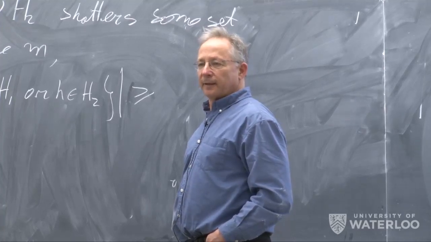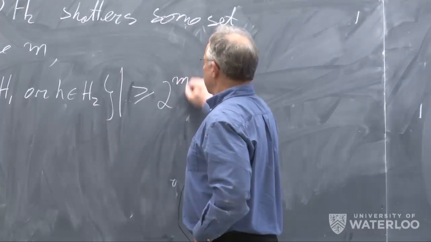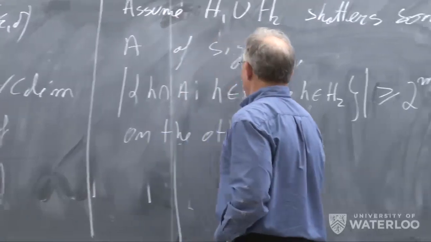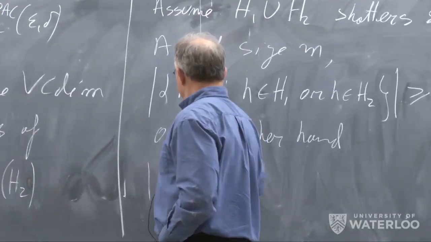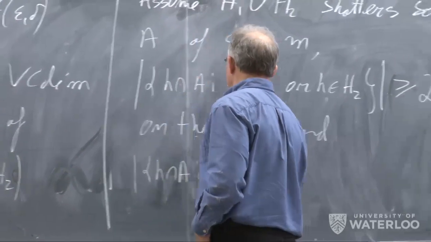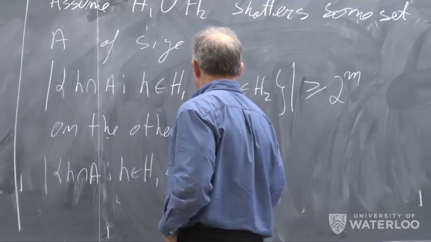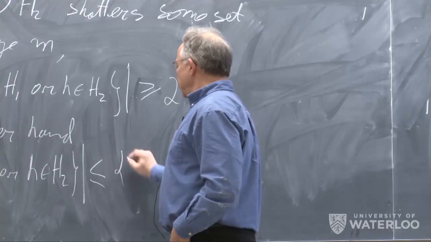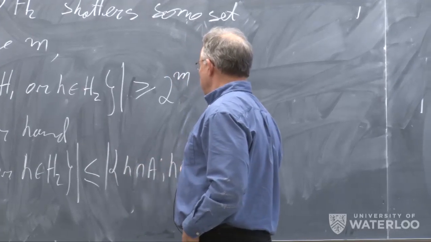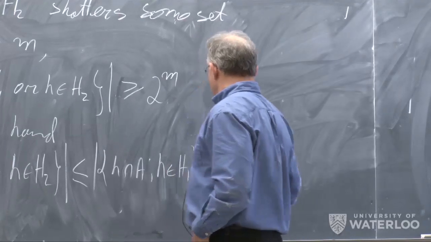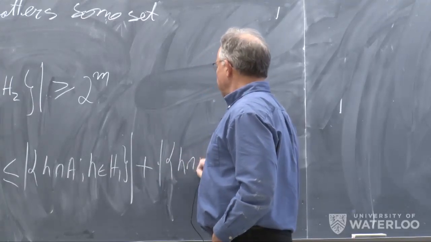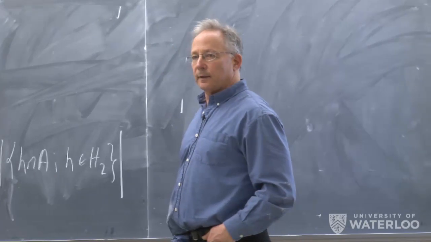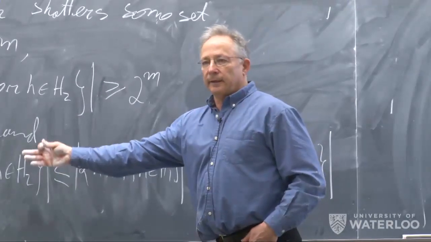If I shatter a set of size M, how big should the number of functions be? At least 2 to the M. But on the other hand, this same set, the set of all H intersection A such that H comes from H1 or H comes from H2, is bounded by the set of all H intersection A such that H comes from H1 plus the set of all H intersection A such that H comes from H2. I mean, this is obvious. Either it comes from here or it comes from here.